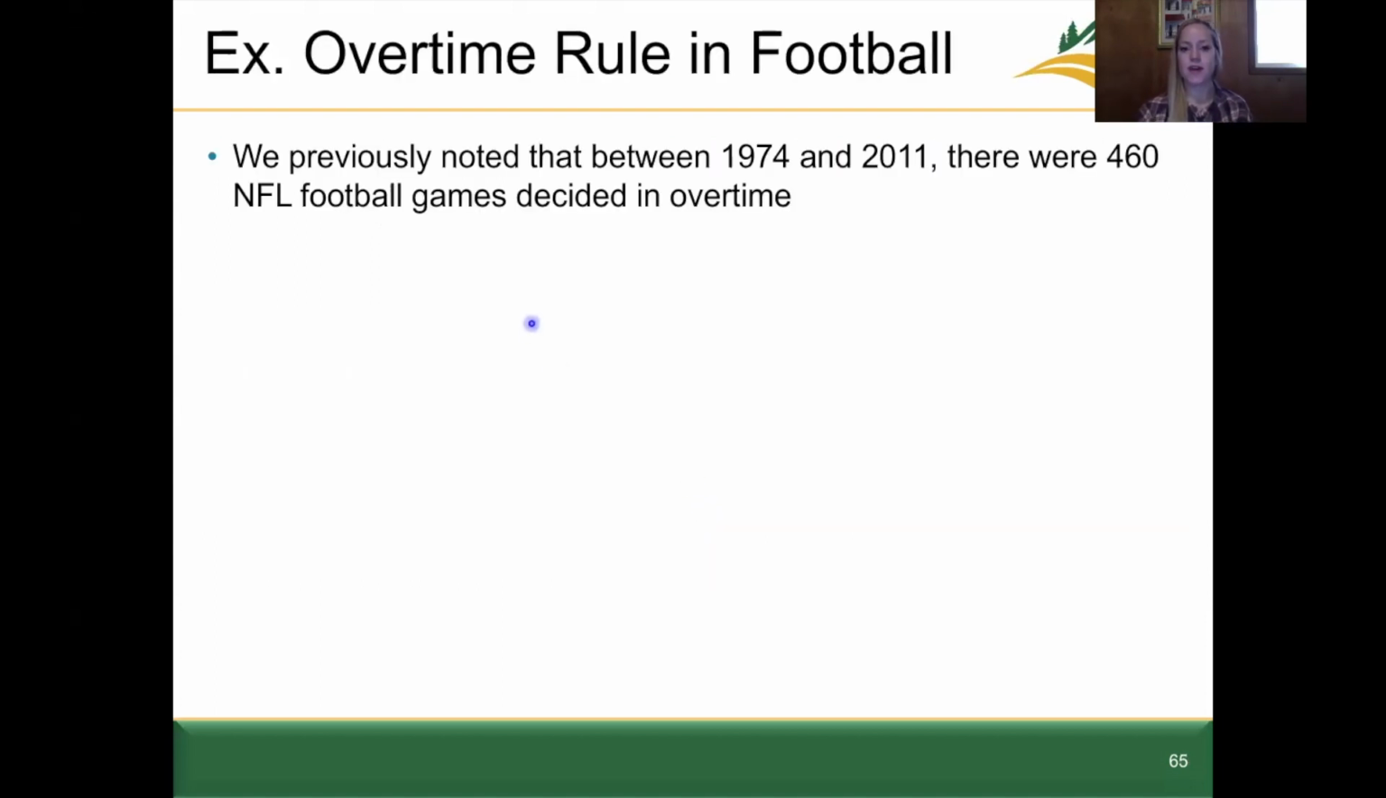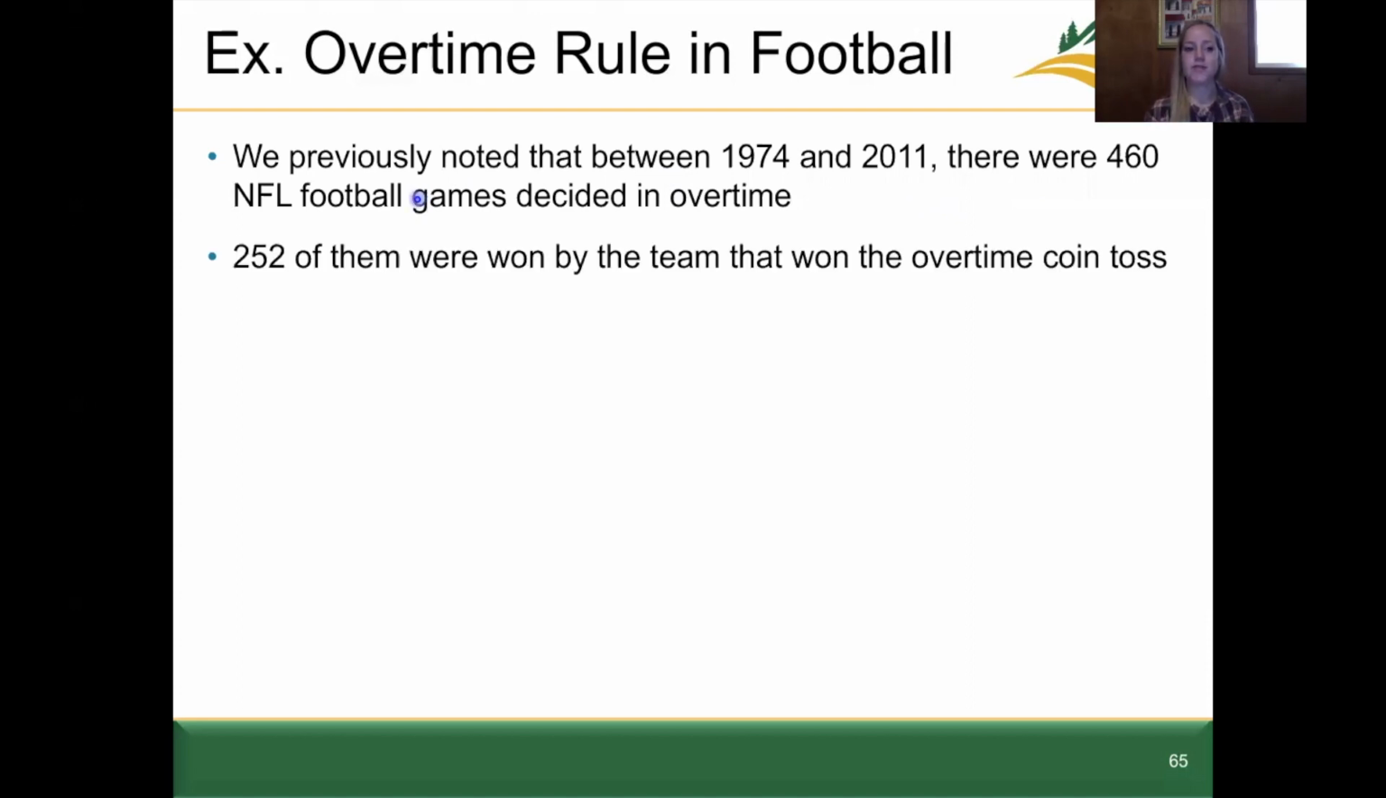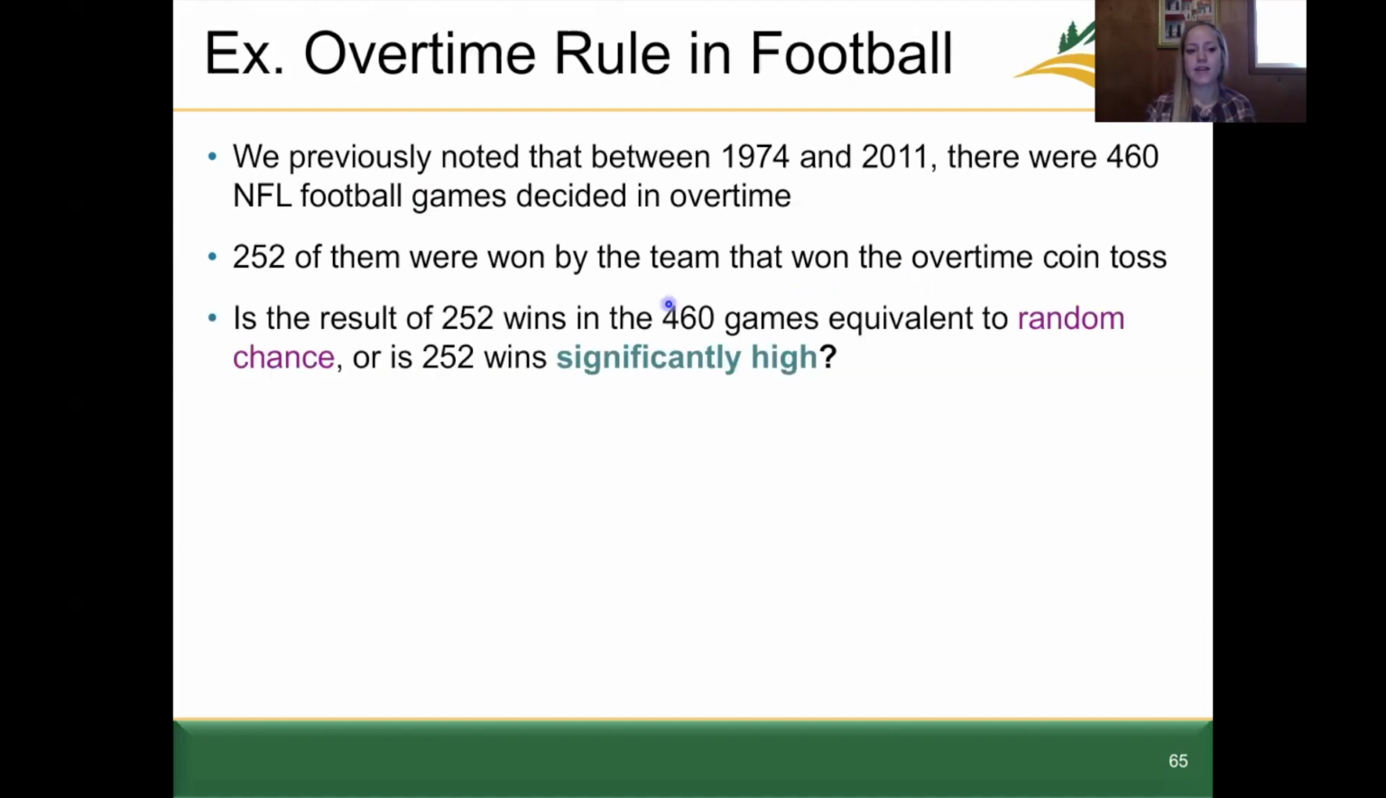We previously noted that between the years of 1974 and 2011, there were 460 NFL football games decided in overtime. Out of that number, 252 of them were won by the team that won the overtime coin toss. When a team wins the coin toss in overtime, they're deciding who possesses the ball first. So now we're going to ask, is the result of 252 wins out of these 460 games equivalent to random chance? Or do we have some significance here? Is 252 wins considered significantly high out of this total number of games?